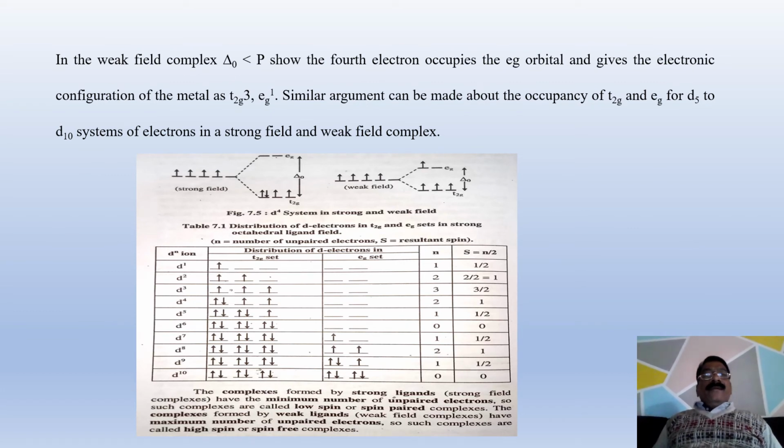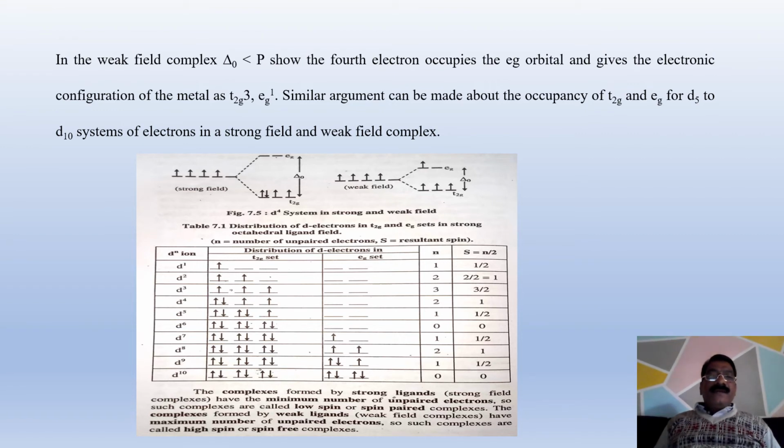In the weak field complex, delta O is less than P, that is the pairing energy, so the fourth electron occupies the Eg orbital and gives the electron configuration of the metal as t2g3 eg1. A similar arrangement can be made for the occupancy of t2g and eg for the d5 to d10 systems of electrons in the strong field and weak field complexes.